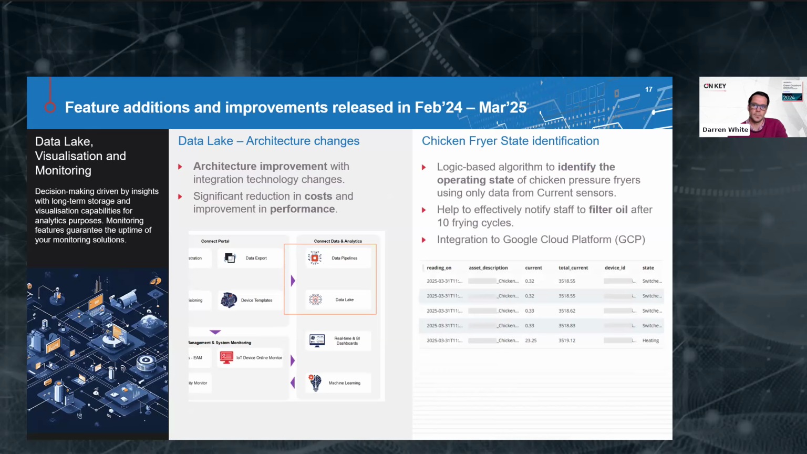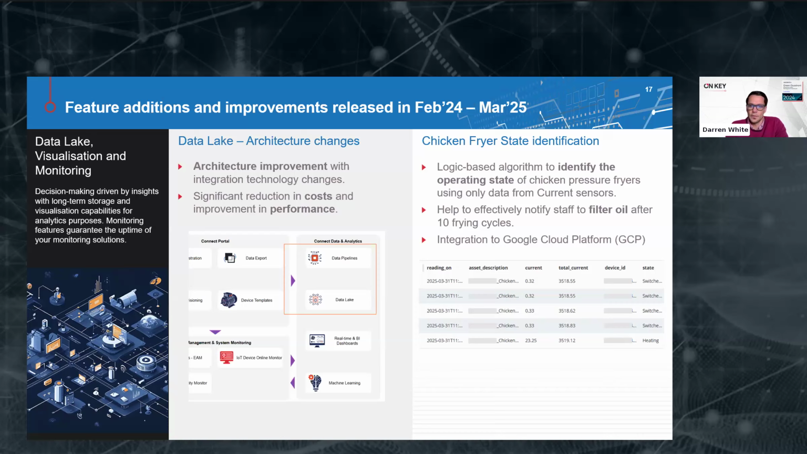Okay, then the next one is a custom solution that was developed for our internal company asset health management. This is to support quick service restaurant clients where they needed to get their chicken fryers' state or operating state identified automatically. The current sensors were used over there, as well as an algorithm to automatically identify either a running state, an on state, or a fry or filter state.